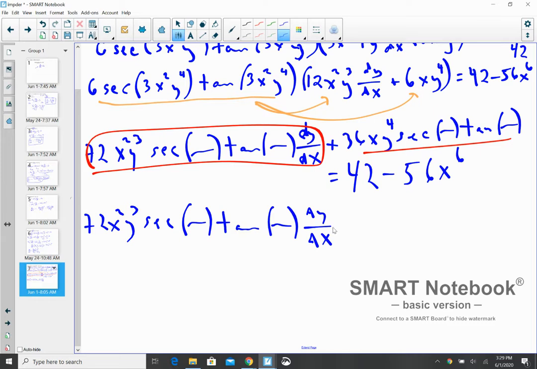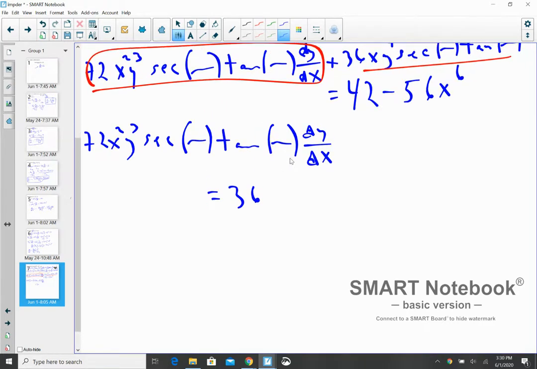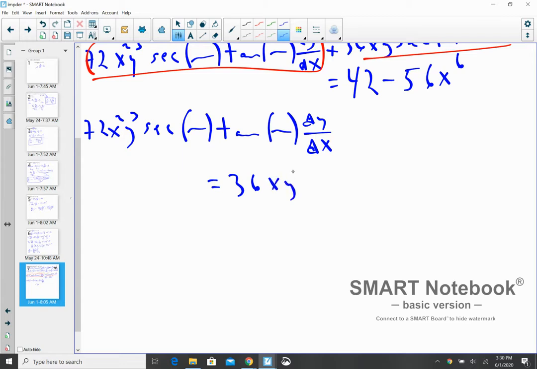I need some more space. And that equaled 36, x y to the 4th. Then the secant and the tangent. And then we subtracted that over, so I needed to make that negative. And then we have plus 42 minus 56x to the 6th.